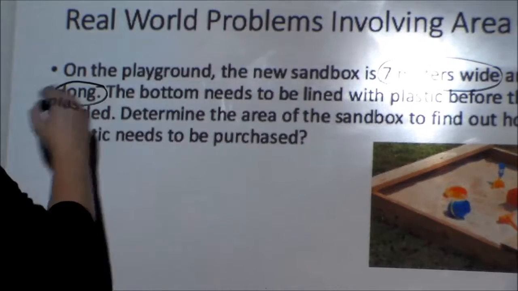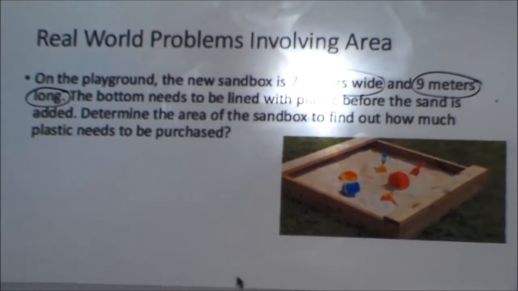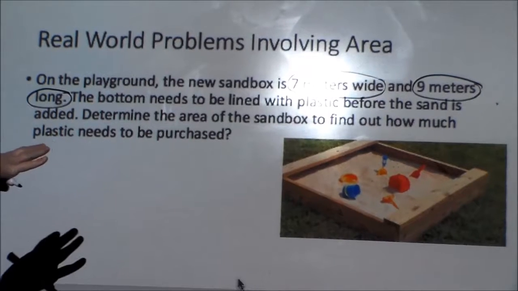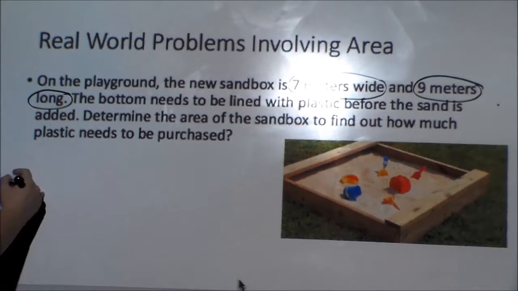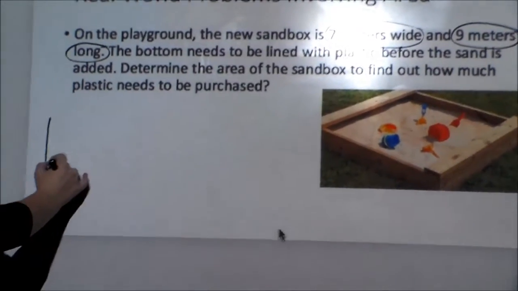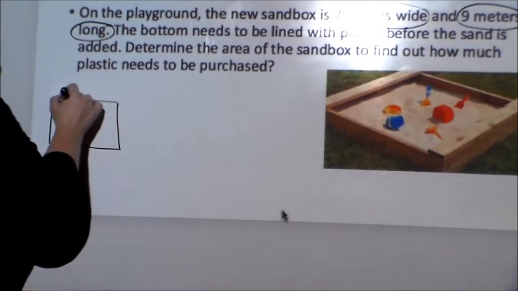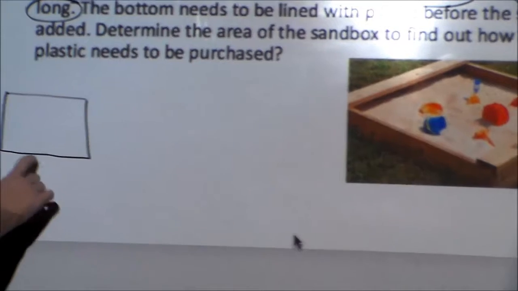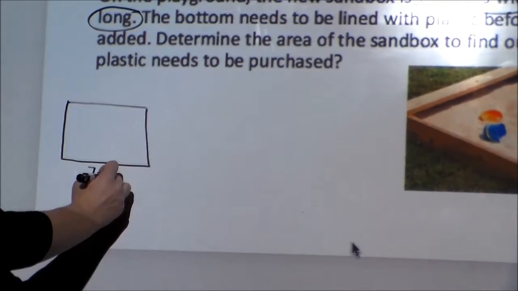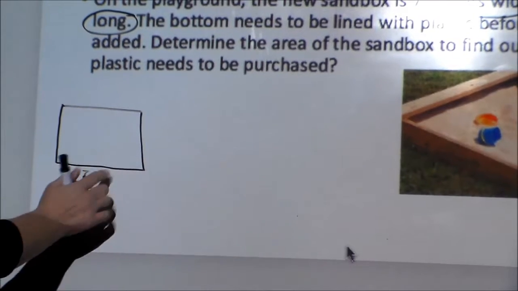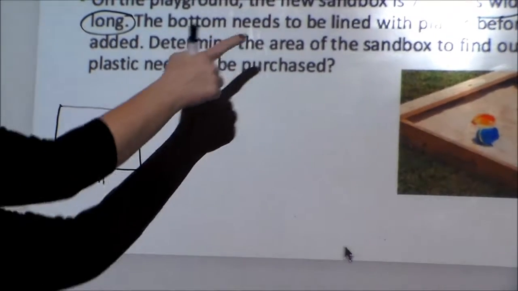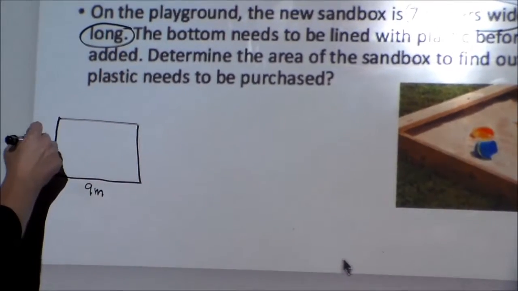When I see wide and long, I'm already knowing that that's area, or at least I've got a rectangle, because length and width usually refers to a rectangle. So I'm going to go ahead and draw one myself, and I'm going to label it. The long side, the length, is 7 meters. Oh wait, the long side is 9 meters, and the short side, the width, is 7 meters.